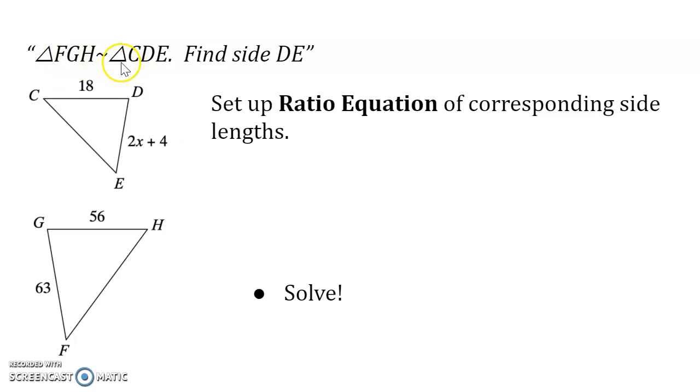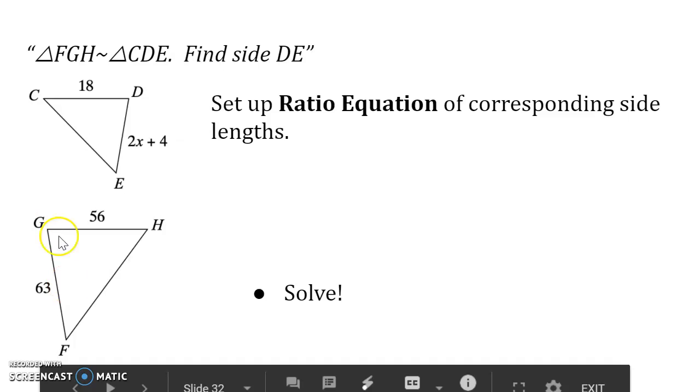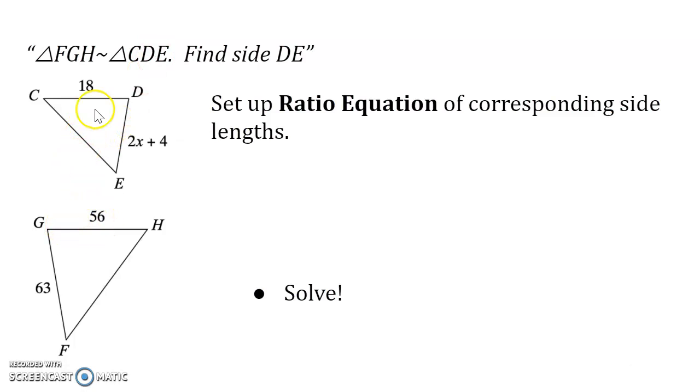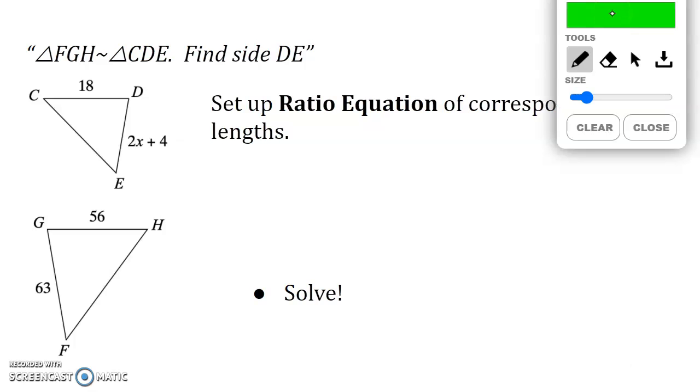So F and C correspond to each other. And G and D correspond to each other. And H and E correspond to each other. That also means side CD corresponds to FG. Those are the first two letters. And there's the first two letters. So CD corresponds to FG. Find your FG, it is this one. They correspond to each other.